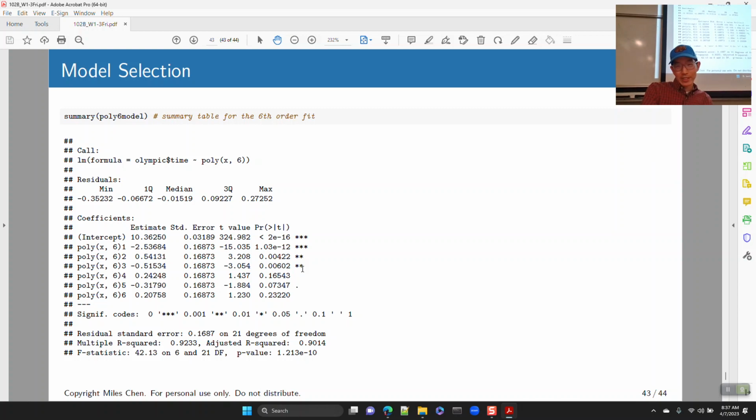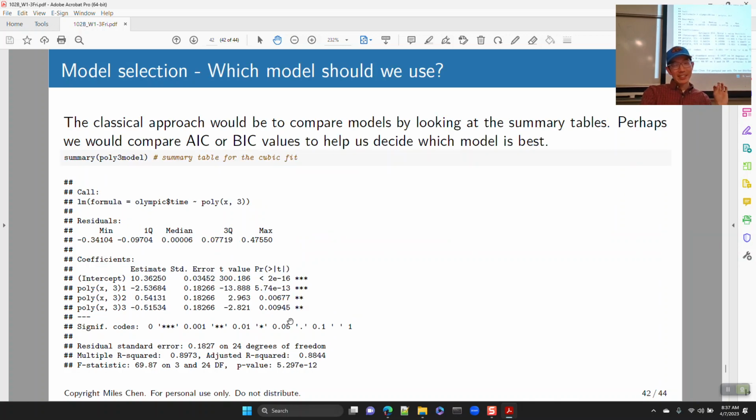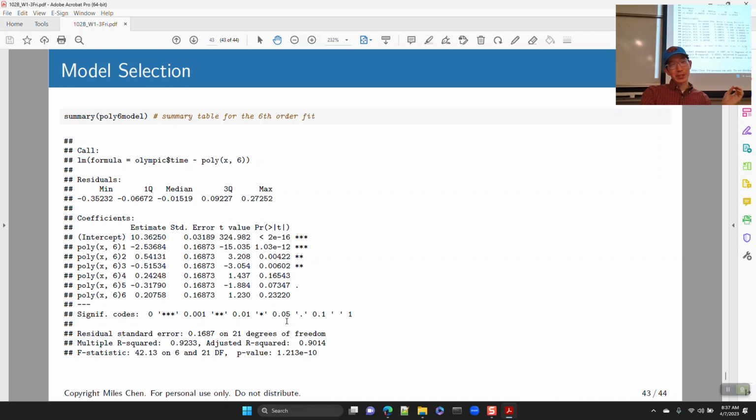That was kind of how you did model selection, right? It was often just, do I want to include this term? And if I want to include this term, do I have a star there or not? And if I don't have a star, we throw it away.